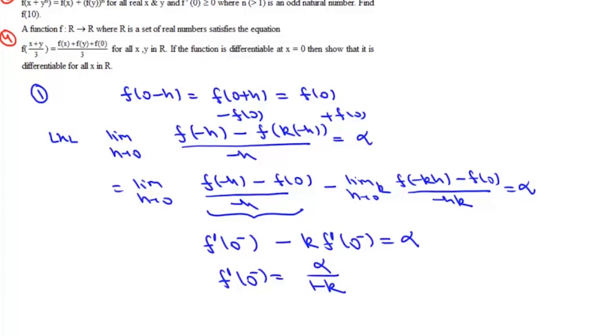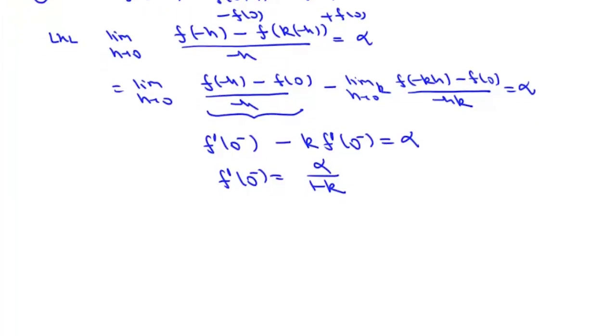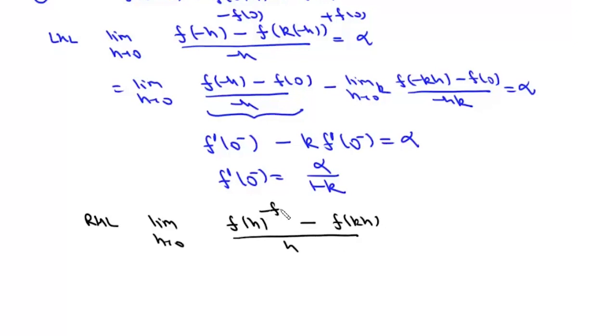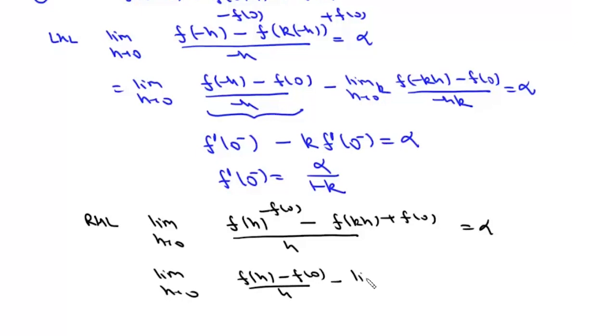Then in the same way, we'll find its right hand limit. For this right hand limit, we can write limit h tends to 0 of f(h) minus f(kh) upon h. Now we'll subtract f0 and add f0, and this is equal to alpha. So it will be limit h tends to 0 of f(h) minus f(0) upon h, minus limit h tends to 0 of f(kh) minus f(0) upon h, that is equal to alpha.